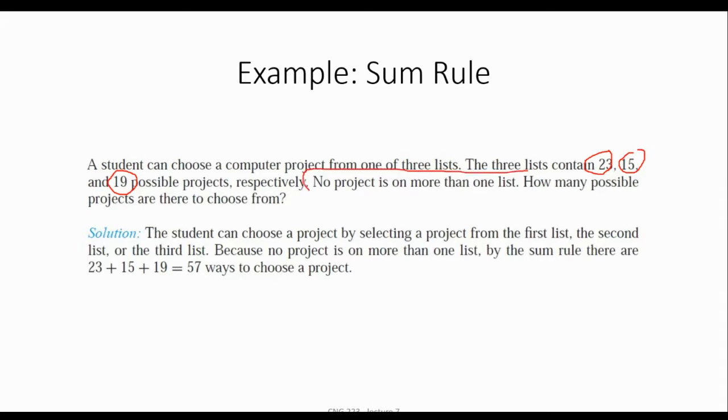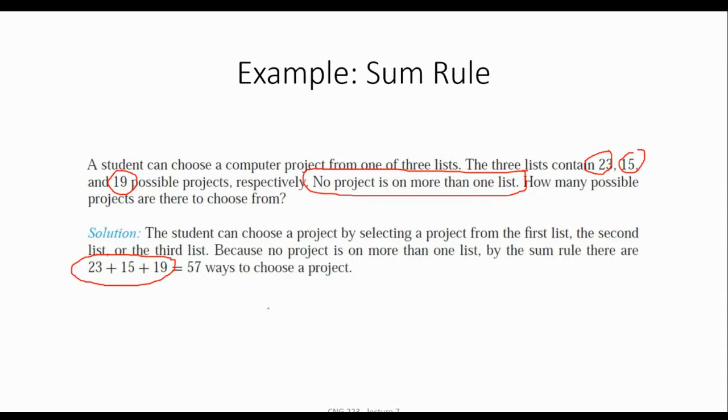It means that there is no intersection between them. How many possible projects are there to choose from? By using the sum rule, it's pretty easy to find the final answer. The only thing you need to do is to add them together.